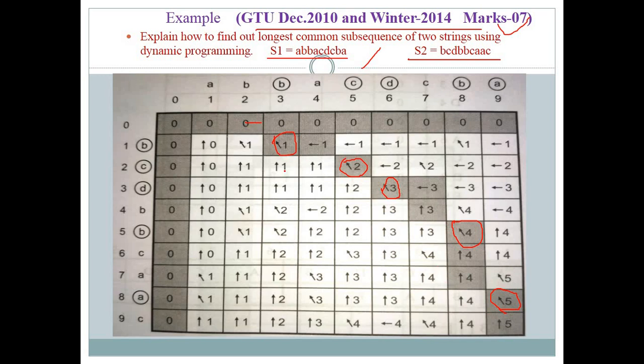Now from this we find our subsequence. The first circle is here, so it is B. The second is C. The third is D. The fourth is B. And the fifth is A. So the longest common subsequence will be B, C, D, B, A. So this is an example for finding the longest common subsequence and its length.